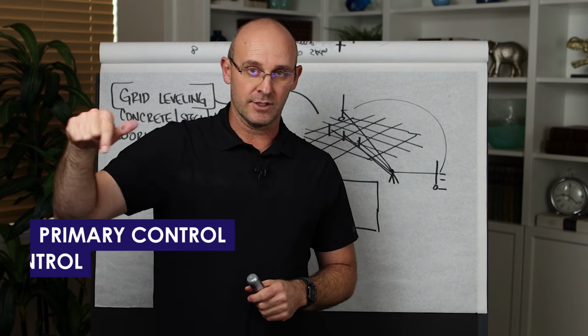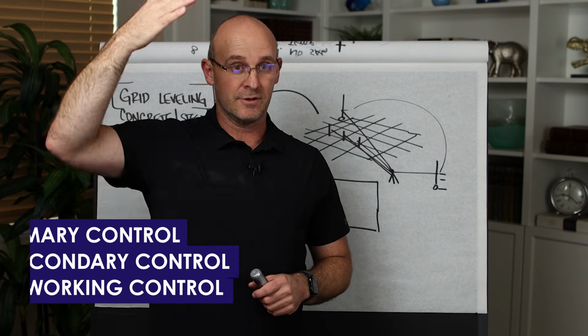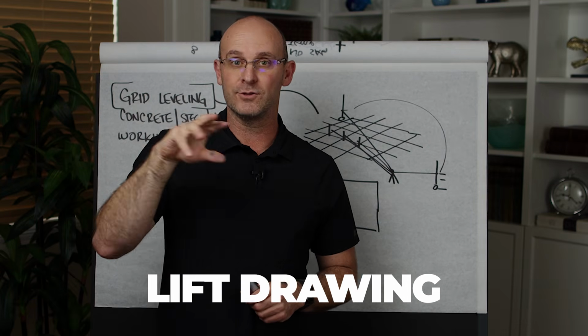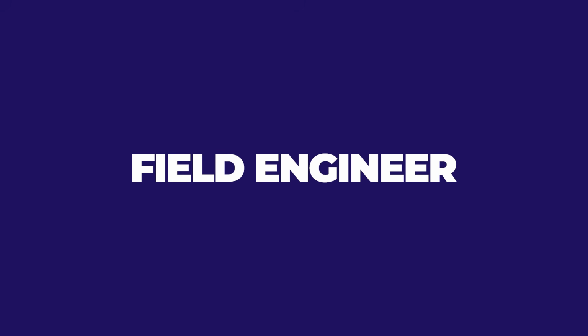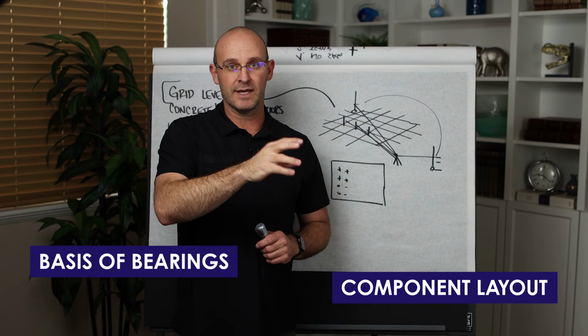Let me round this out. Primary controls around the job, secondary controls around the building, working controls around the component, and then from that working control or the grid, the lift drawing takes over and you can two-tape any component. So a field engineer literally takes, for every component, from the bases of bearings all the way to the component layout, with a drawing.